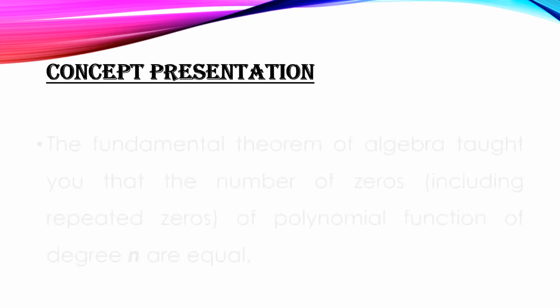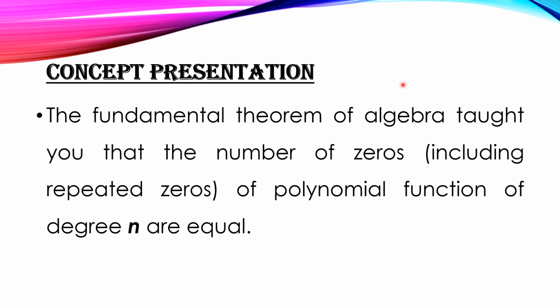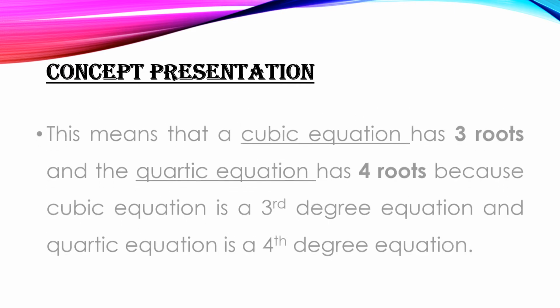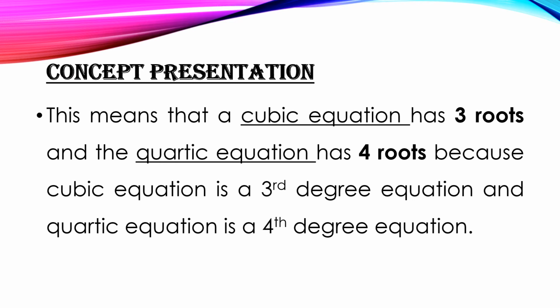Okay, for our concept presentation, so the fundamental theorem of algebra taught you that the number of zeros, including the repeated zeros of a polynomial function of degree n, are equal to n. Ibig sabihin, kung ano yung number or the degree, that would be also the number of zeros. So, yun yung concept natin, theorem about algebra. Now, for the concept of the algebra, this means that a cubic equation has 3 roots, and the quartic equation has 4 roots because cubic equation is a third degree equation and the quartic equation is a fourth degree equation.